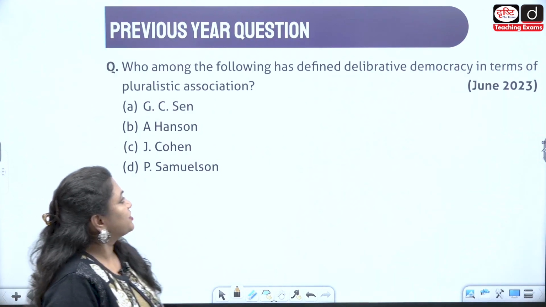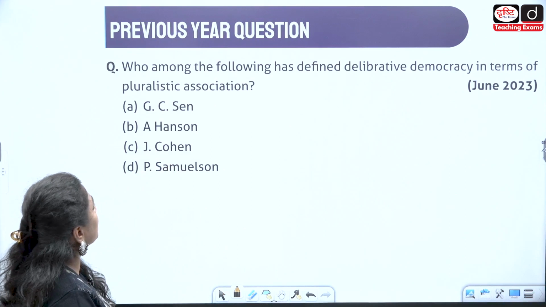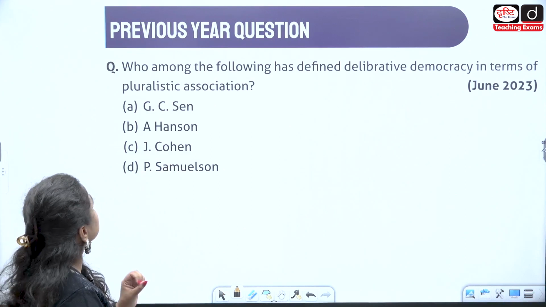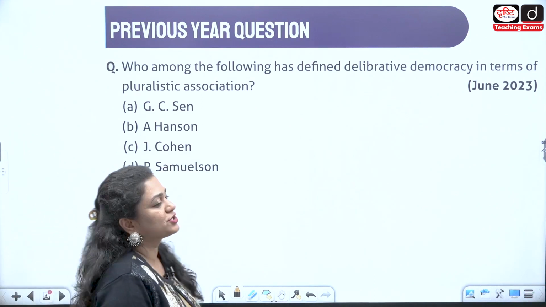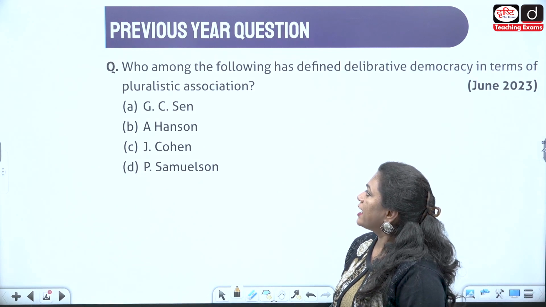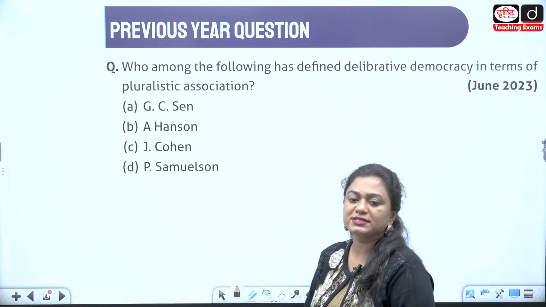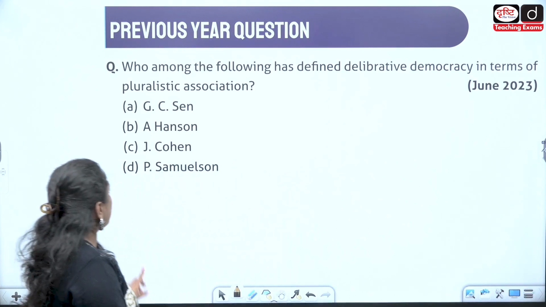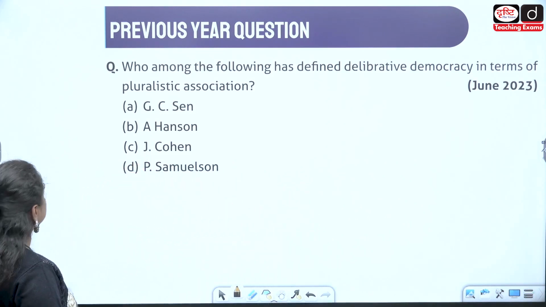Now this is the first question. Who among the following has defined deliberative democracy in terms of pluralistic association? So we have 4 options here: G.C. Sen, A. Hansen, J. Cohen, P. Samuelson. So the correct answer is Joshua Cohen, or that is C.